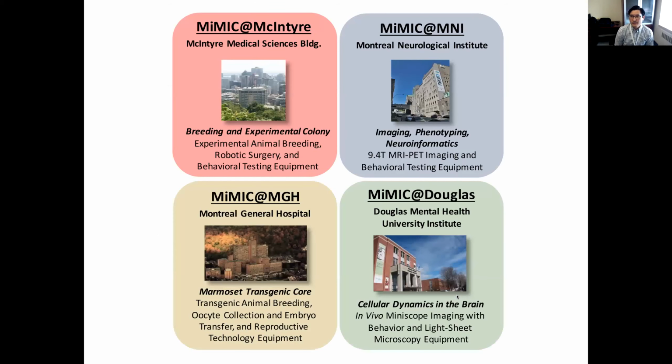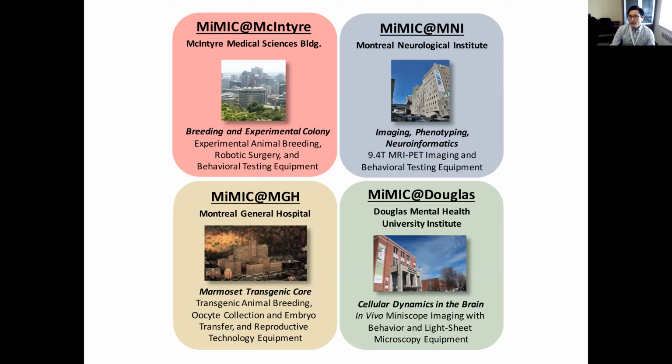So how is MIMIC organized? Currently, we have 4 main MIMIC sites at McGill. This is on the main campus. We have the McIntyre Medical Sciences building. This is where we have a large experimental colony of marmosets, over 200 animals, where the animals are being bred for experimental purposes and for behavioral testing, and where a lot of surgeries take place.